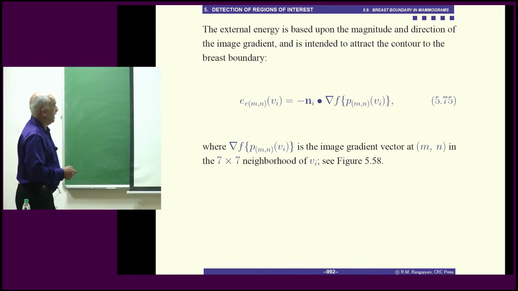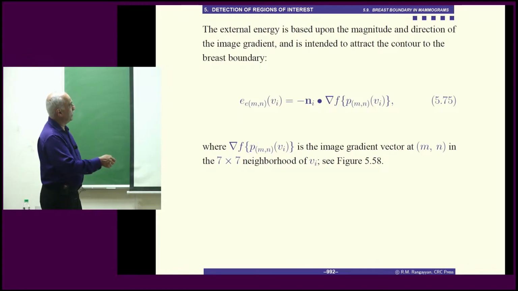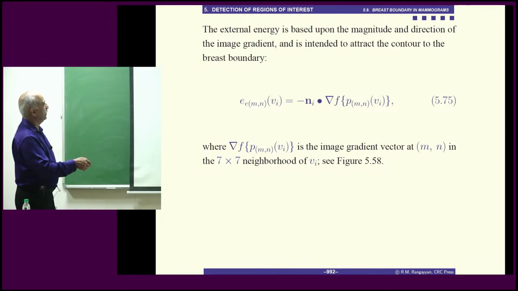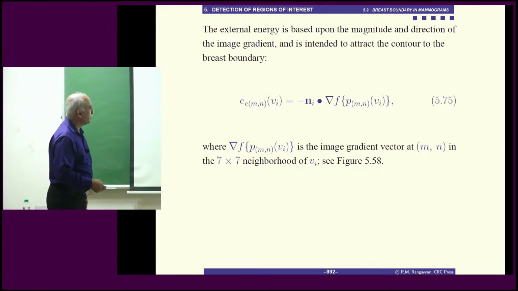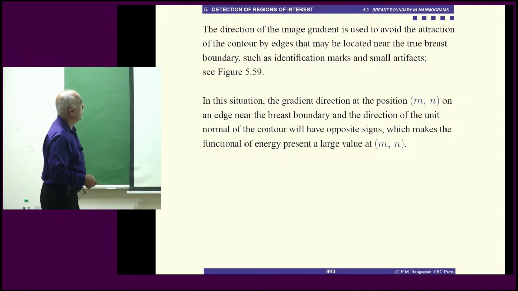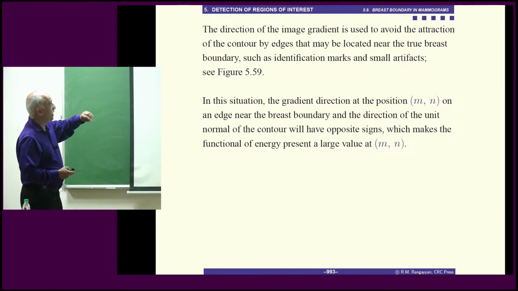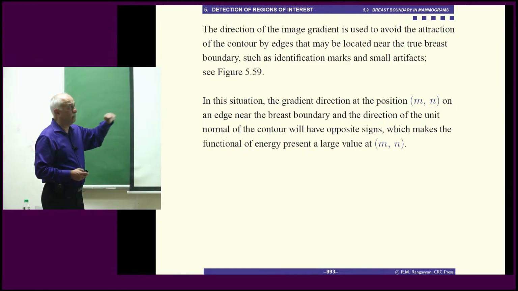The external energy is based upon the magnitude and direction of the image gradient, which is the gradient of the image at that location Vi, and it is given the vectorial form by attaching with this. You're taking the dot product of the normal with this. So the direction of the image gradient is used to avoid attraction of the contour by edges that may be located near the true breast boundary, like those ID marks and other artifacts.